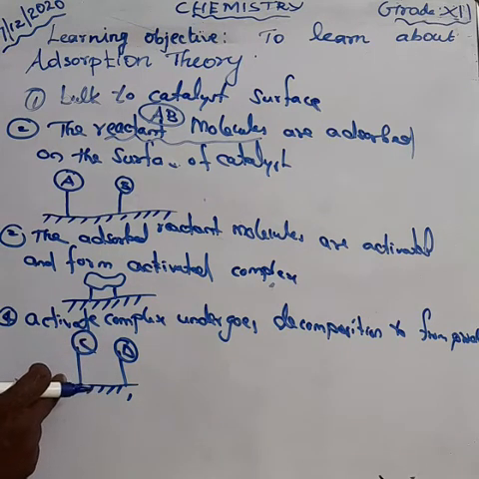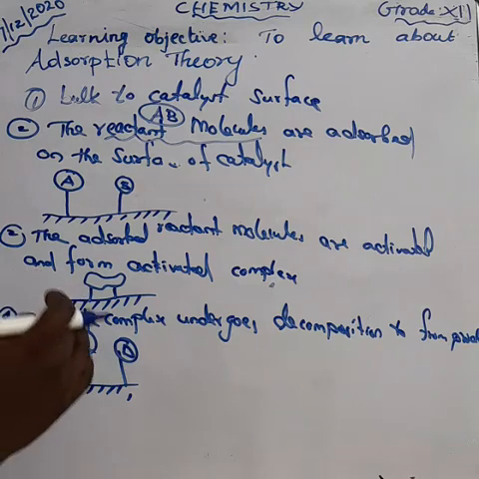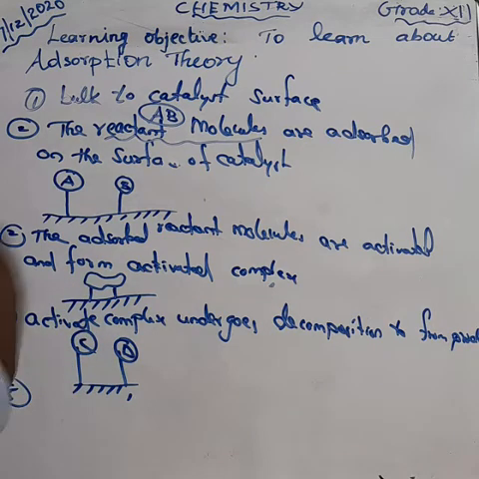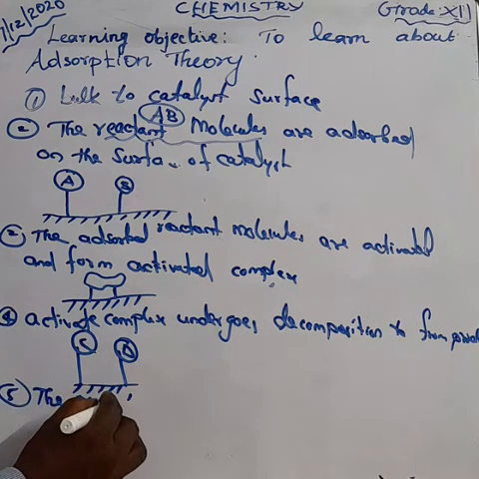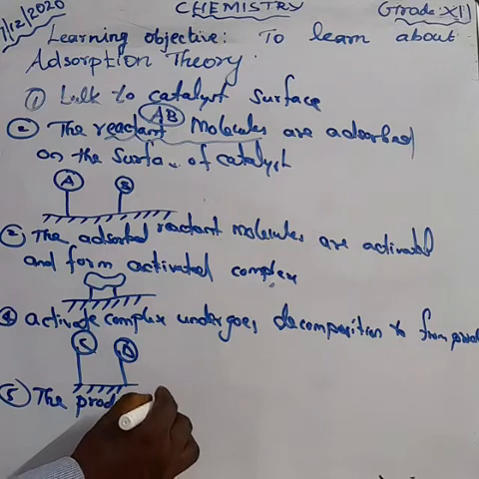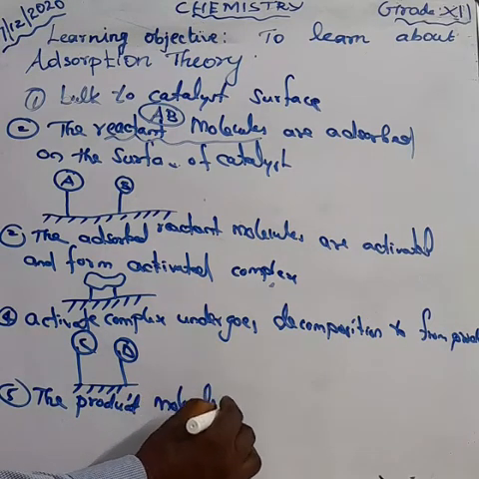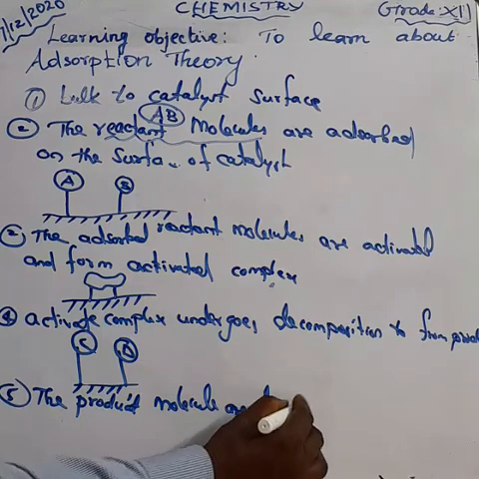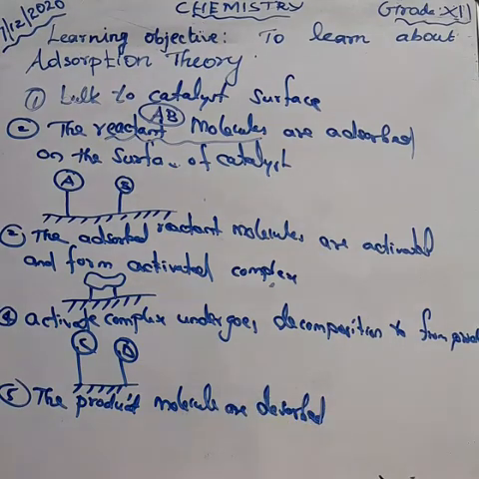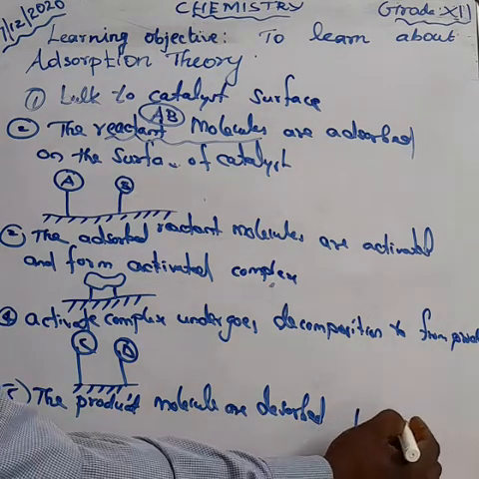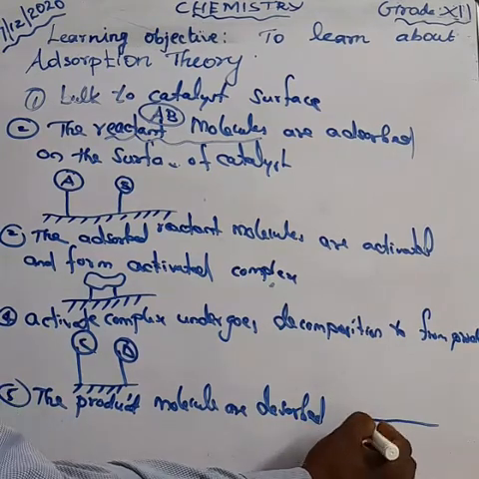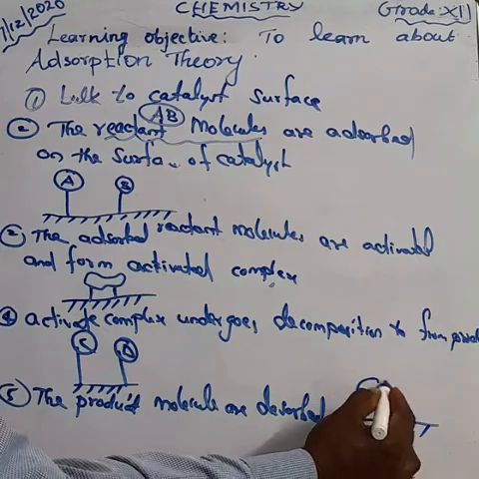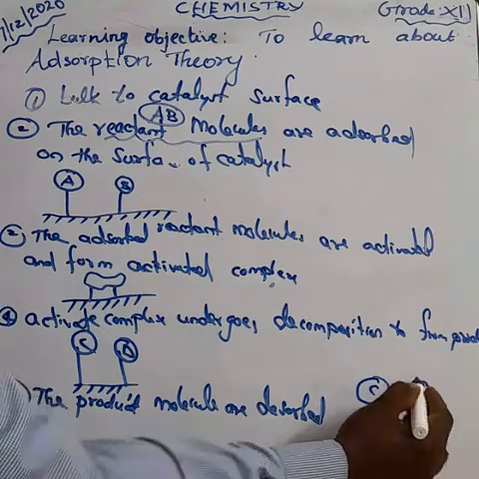Okay, the decomposition products, these product molecules, are dissolved. Don't forget that, dissolved. What's the meaning of dissolved? Released. That means we can say released. We can draw it like that. This is the surface of the catalyst. Now the products are released from the surface.